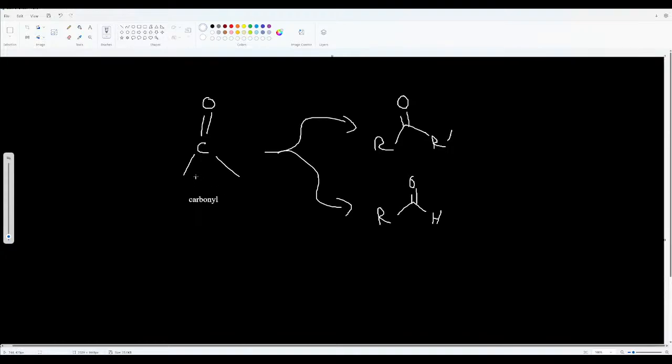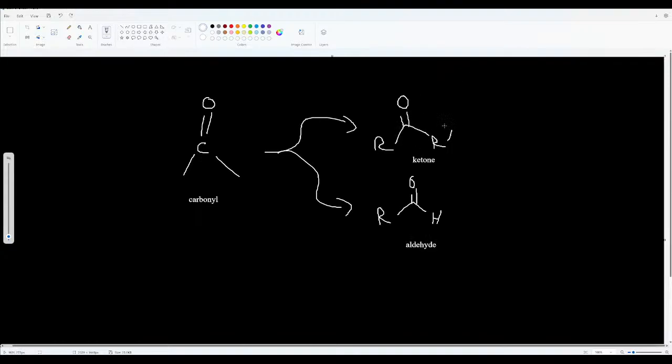Notice how I didn't draw this C here. This is just the shorthand called the bond line structure. So when you see a corner or an apex, that's just an indication there's a carbon there. So this is a ketone, and this is an aldehyde. So what's the difference between these two? Well, the similarity between them is that we have this carbon double bonded to an oxygen.